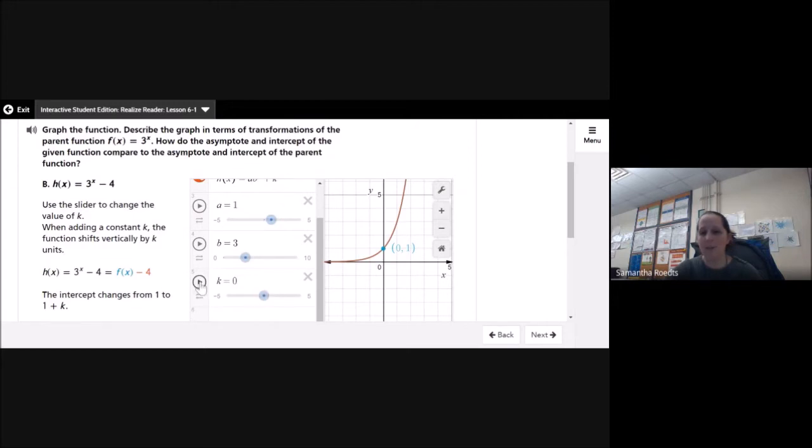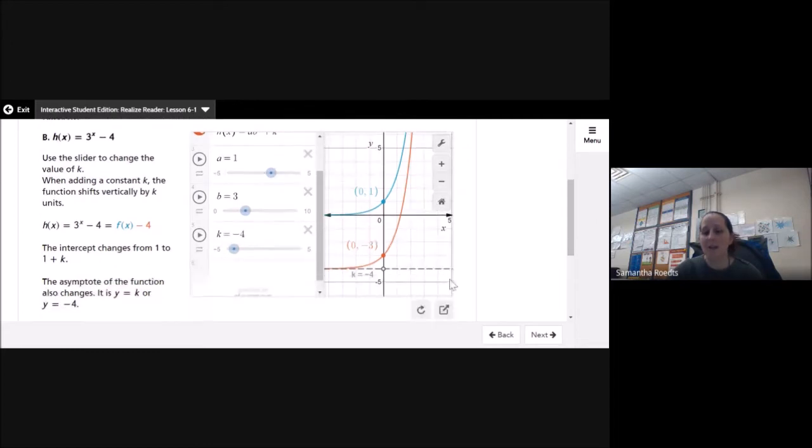Now notice what happens when I change my value of k. I'm going up or I'm going down. Okay. So in this case, I'm going down to minus 4. So when adding a constant k, the function shifts vertically by k units. So it goes down to negative 4. So now my asymptote is at k equals negative 4.